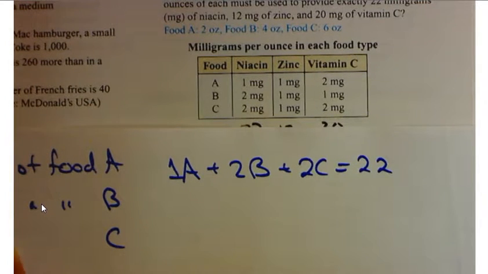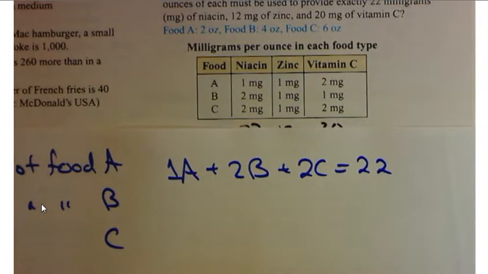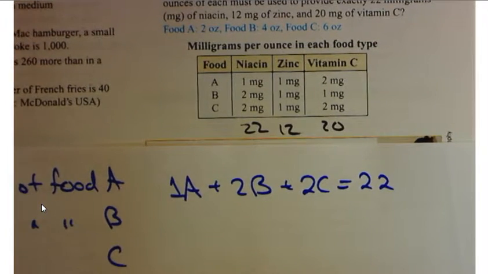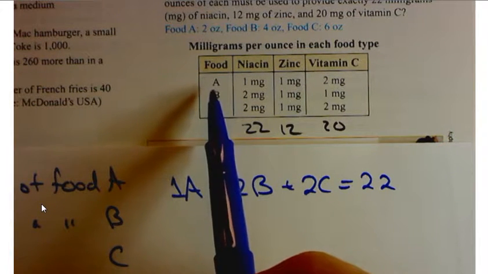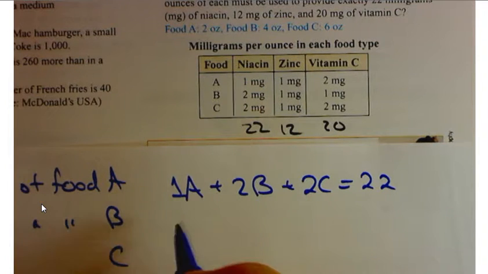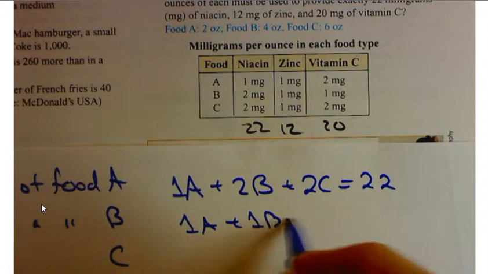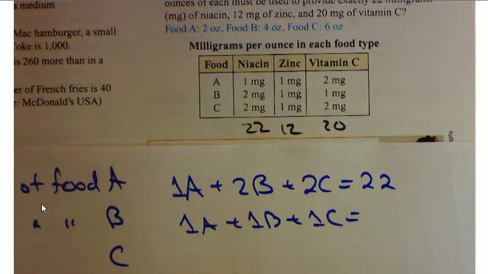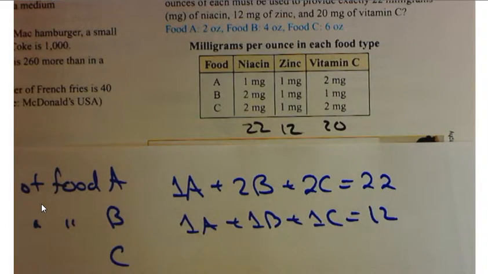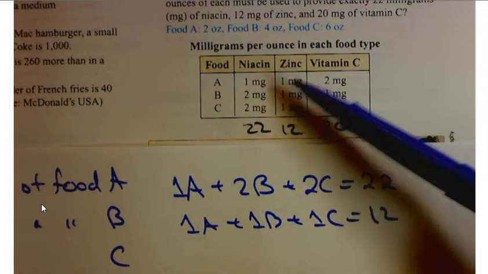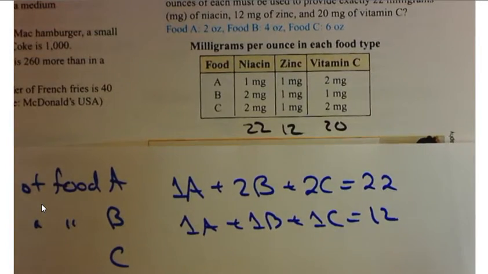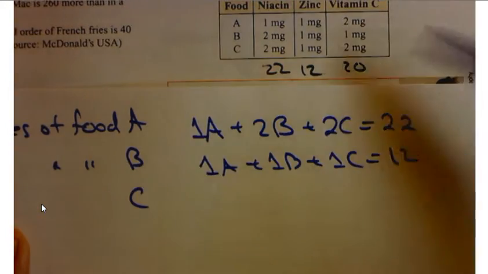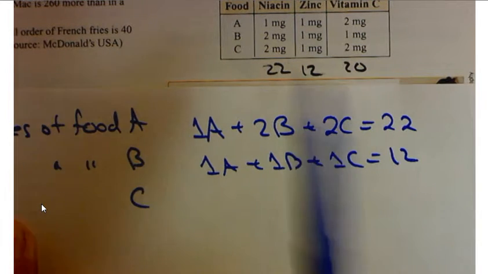What's the second equation going to be? Can anyone write that one down for me? Well, how much zinc do I get from food A? And what's that going to equal? 12. So 1A plus 1B plus 1C. Now you don't need to put the ones here. I'm including them just so that you can see where these equations are coming from a little bit better. But you don't need to put them there. I'm putting them there so that it corresponds to the table a little bit better.